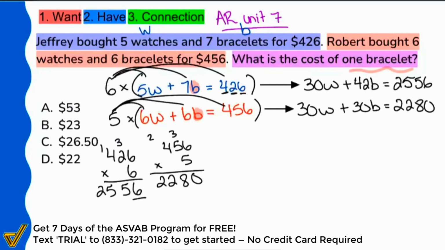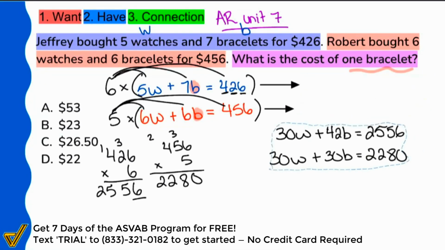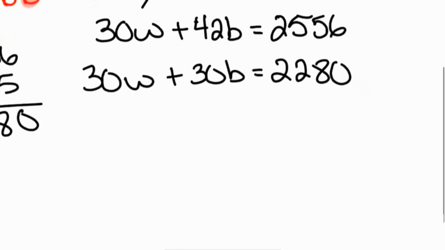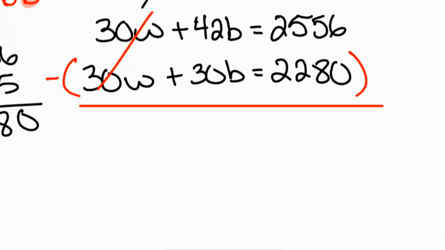Next up, what do we notice? Well, let's just go ahead and bring this down over here. Let's bring all of this over here and zoom in just a little bit. So what I notice I can do is subtract the second equation from the first, seeing that this will cancel out. And then what are we going to have left? Well, 42B minus 30B, that's going to be 12B. And then we have 2,556 minus 2280.